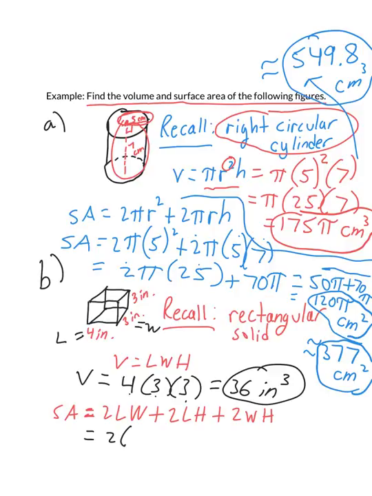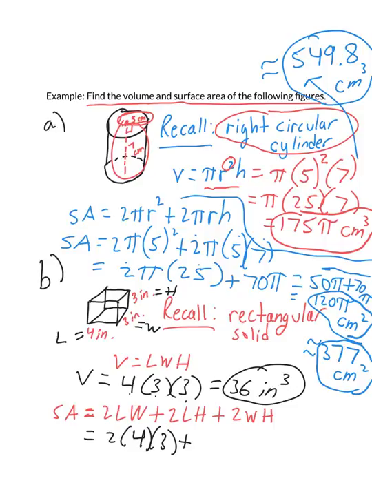Surface area, 2 times, I'm just going to call 4 inches the length, I'm going to call 3 inches the width, and the other 3 the height. Let me just identify L, W, and H, just to make sure I don't accidentally forget something here. Going back to our surface area formula, the length was 4 times the width W was 3.